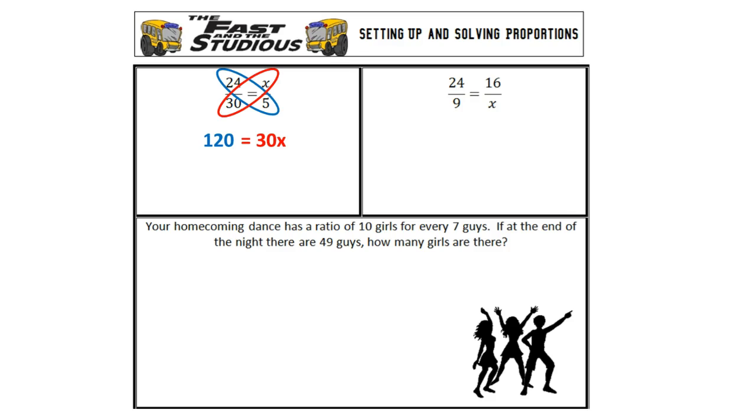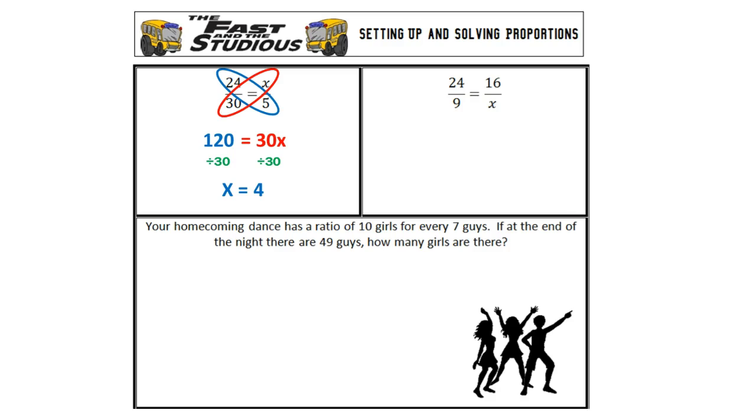It's a one-step equation. I'm multiplying x by 30. The inverse to multiplication is division, so I'm going to divide both sides by 30. 120 divided by 30 gives me 4, so x equals 4. My unknown value is 4.